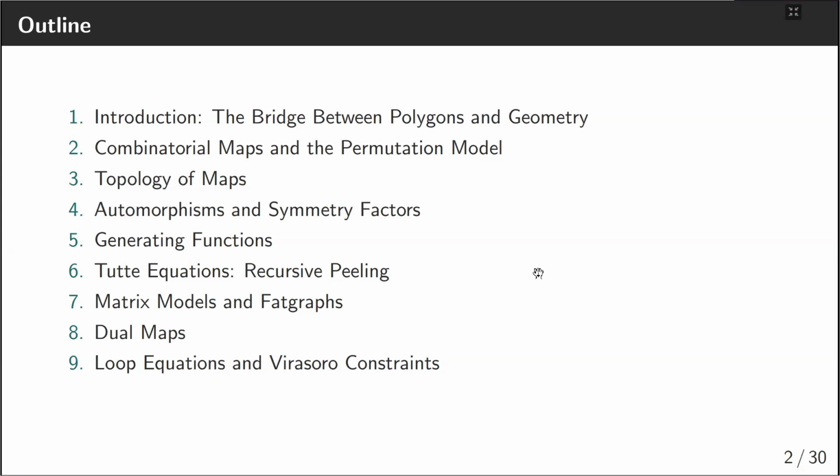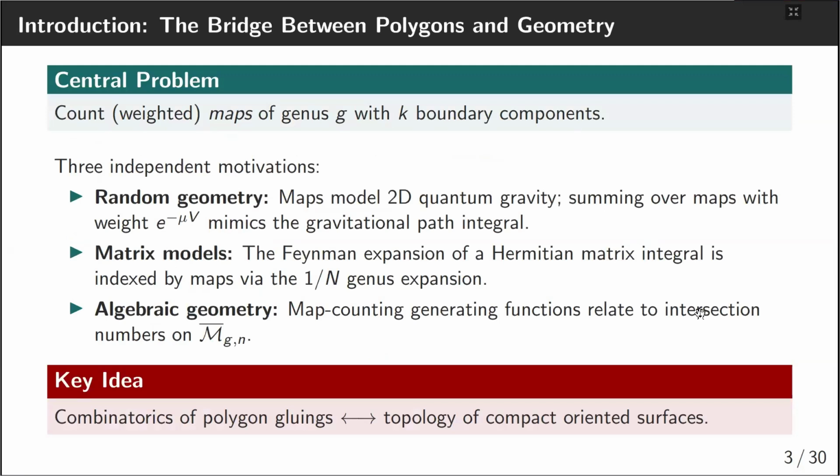So this is the bridge between polygons and geometry. We have a central problem: we want to count weighted maps of genus g with k boundary components. We have three independent motivations. First, random geometry: we map the model of 2D quantum gravity, and we sum over maps with the weight e to the negative mu times the number of faces, which mimics the gravitational path integral.